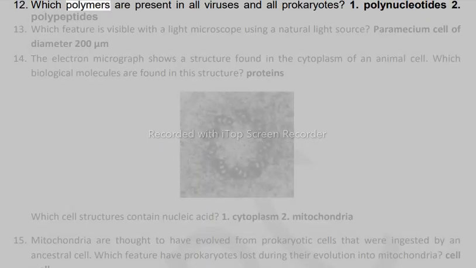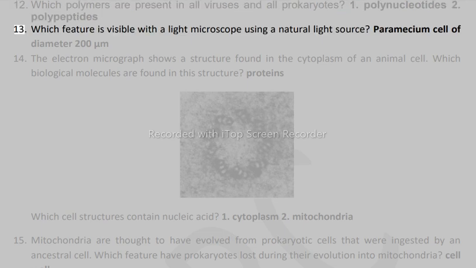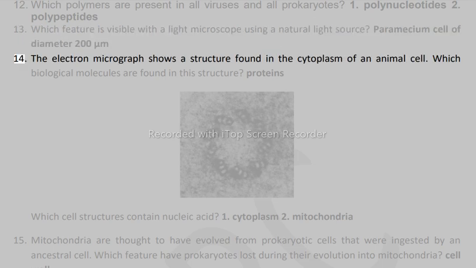12. Which polymers are present in all viruses and all prokaryotes? 1. Polynucleotides. 2. Polypeptides. 13. Which feature is visible with a light microscope using a natural light source? Paramecium cell of diameter 200 µm.